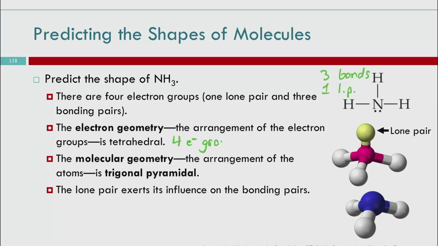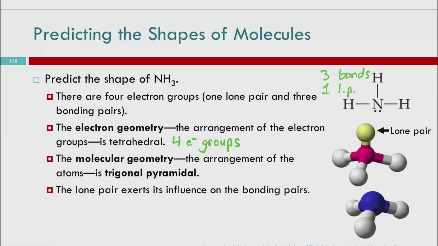And that's going to be the tetrahedral shape. That's the shape that our electron groups have. So doing our X and then twisting 90 degrees to the left or to the right. All right, so that's our electron geometry, but one of those groups is a lone pair, and so we just kind of get rid of it.